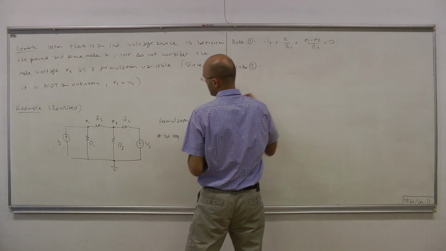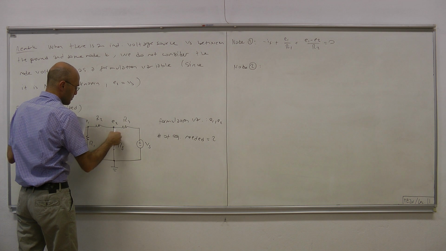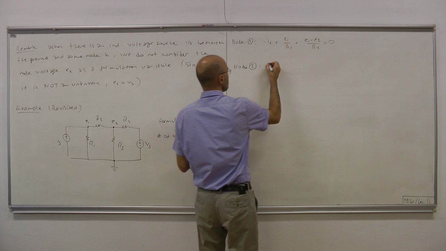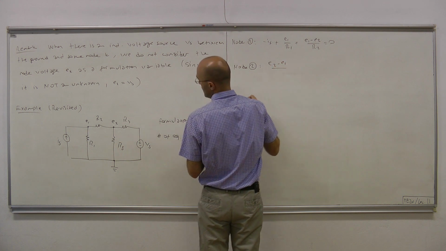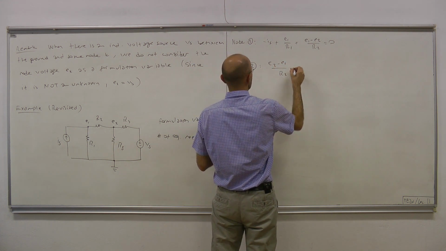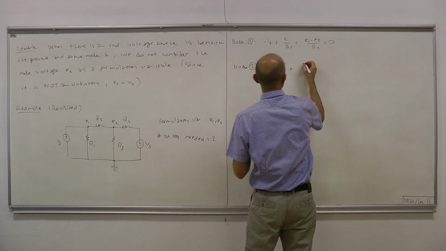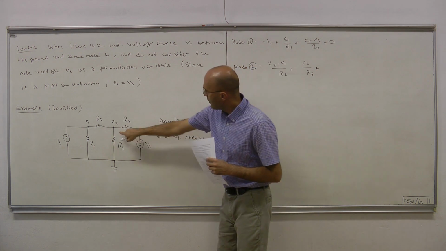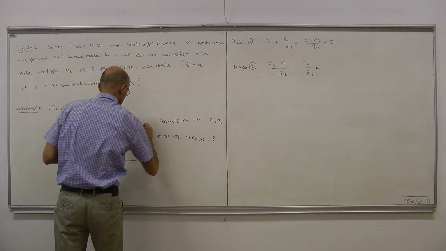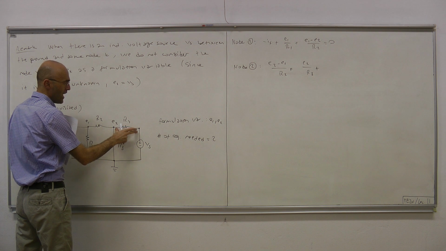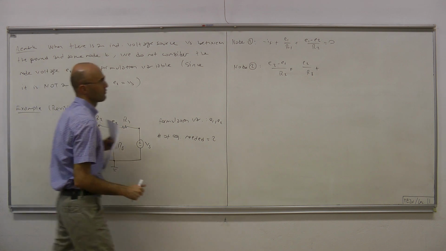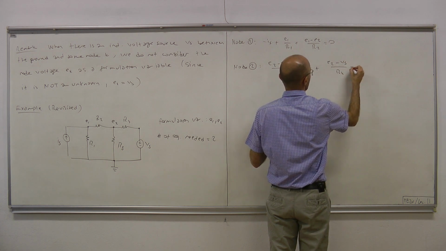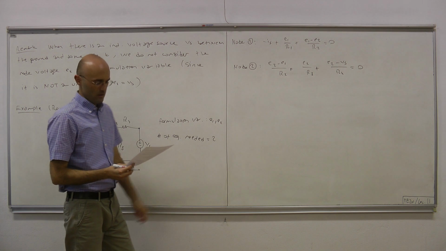Okay, so what we have is this current plus that current plus that current is 0. This current is E2 minus E1 over R2, plus this current, which is E2 over R3, plus this current, which is E2 minus Vs over R4. And by KCL, that equals 0.